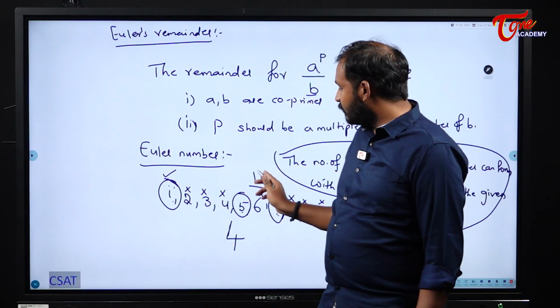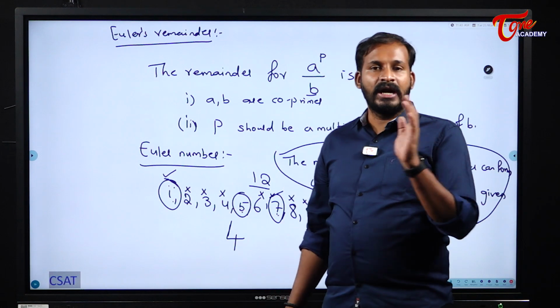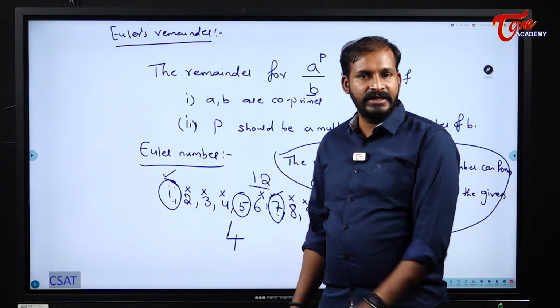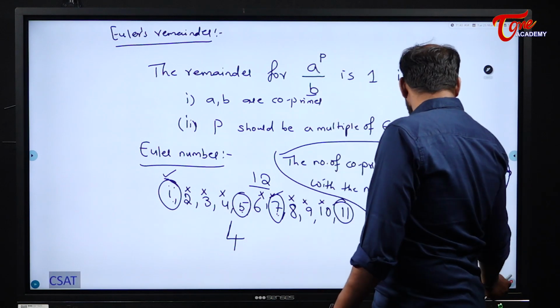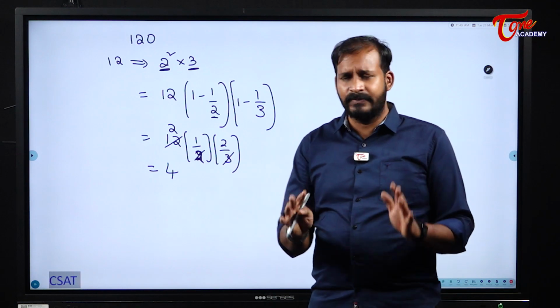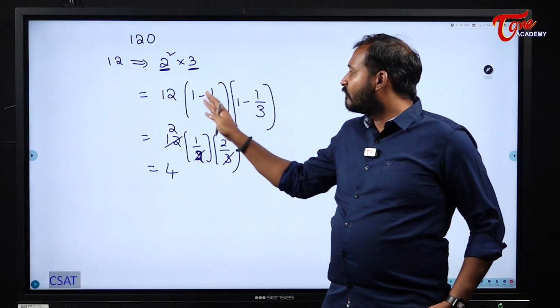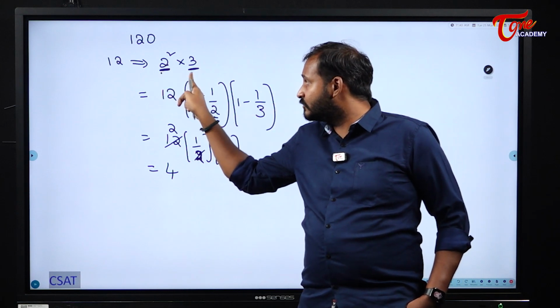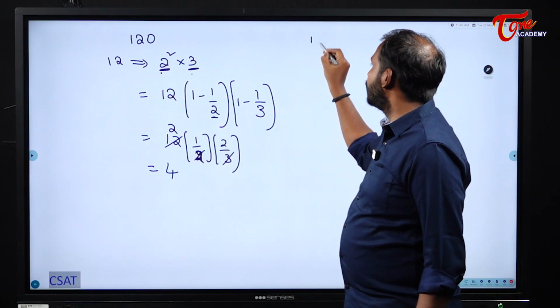Next, if 3 is not a co-prime with 12, then every third number is also not a co-prime with 12. So 1/3 of the numbers will be deleted. That is the reason for 1 minus 1 by 3. Based on that logic, we will do it in this manner. You don't require that. Simply do the prime factorization: 1 minus 1 by 2 and 1 minus 1 by 3. Why are we doing 1 by 2 and 1 by 3? Because of this 2 and this 3. Now we will go for the Euler number of 120.